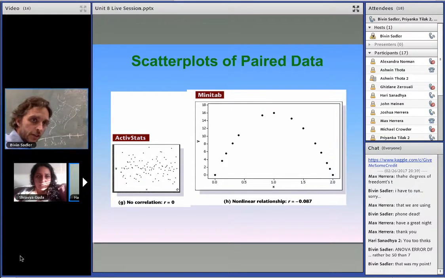This doesn't make a lot of sense until somebody notices, oh, these are math scores in high school, and these are SAT scores on the standardized test. And we say, okay, that makes sense. As math scores go up, it looks like SAT scores go up. Okay, well, that makes sense, but what's up with the two groups?